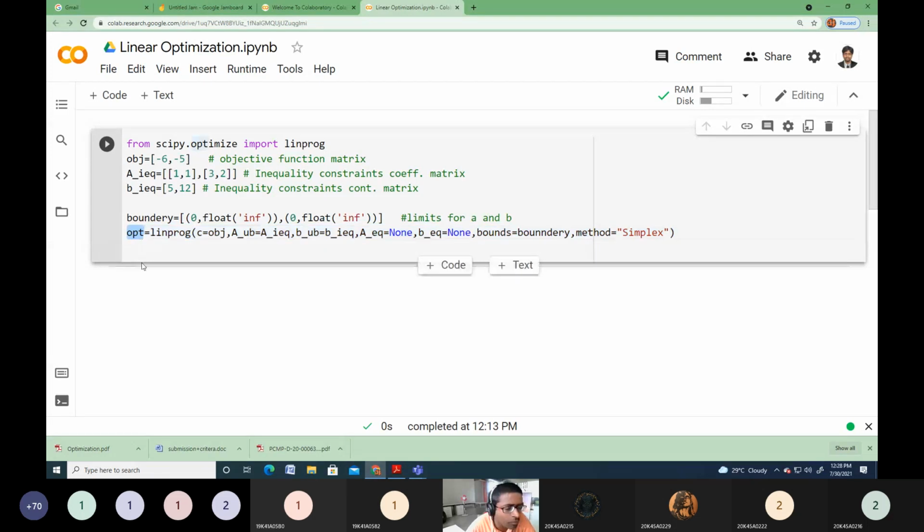So this opt variable will hold the different parameters. One parameter is the solution, another parameter is the status, and another parameter is the objective function value. It holds all the values. But what I actually want is the solution, right? Solution means what is the value of A, what is the value of B. That's the solution only I want. So how can we retrieve the values?